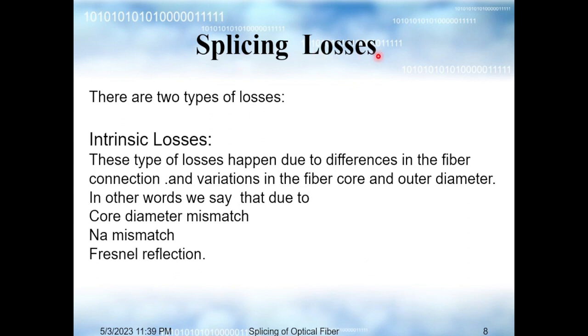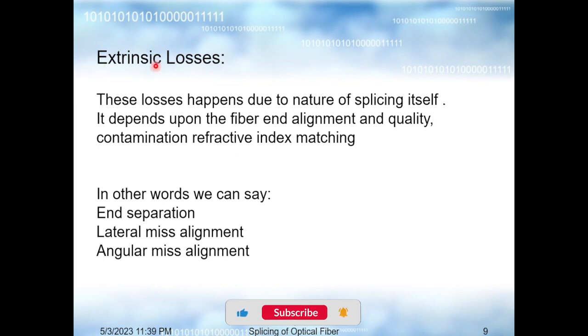Now come to the topic, splicing losses. What are the losses of splicing? There are two types of losses. Intrinsic losses. These types of losses happen due to the differences in the fiber connection and variation in the fiber core and outer diameter. In other words, we can say that due to core diameter mismatch, NA mismatch, Fresnel reflection. If the core diameters of two fiber optic cables are different, then the splicing makes much loss. And another is NA mismatch, and third one is the Fresnel reflection.